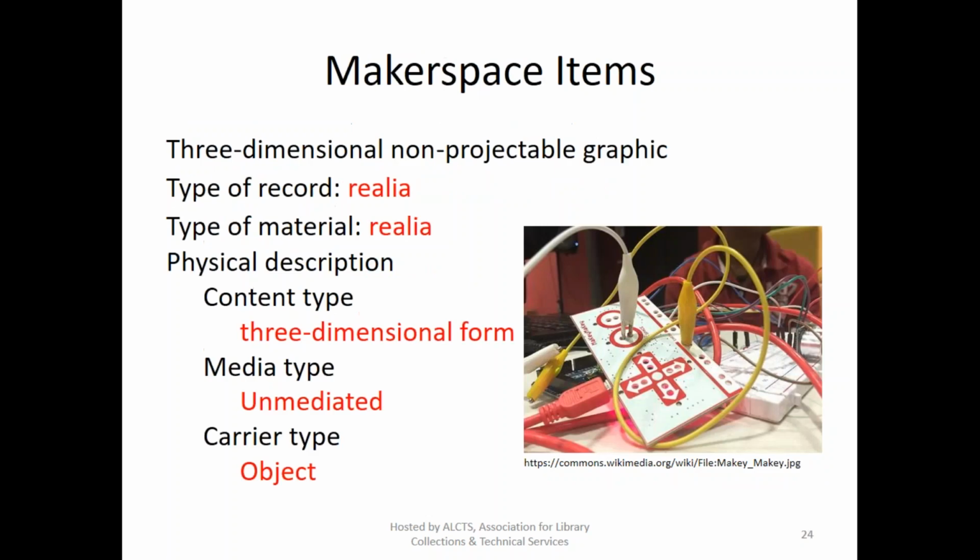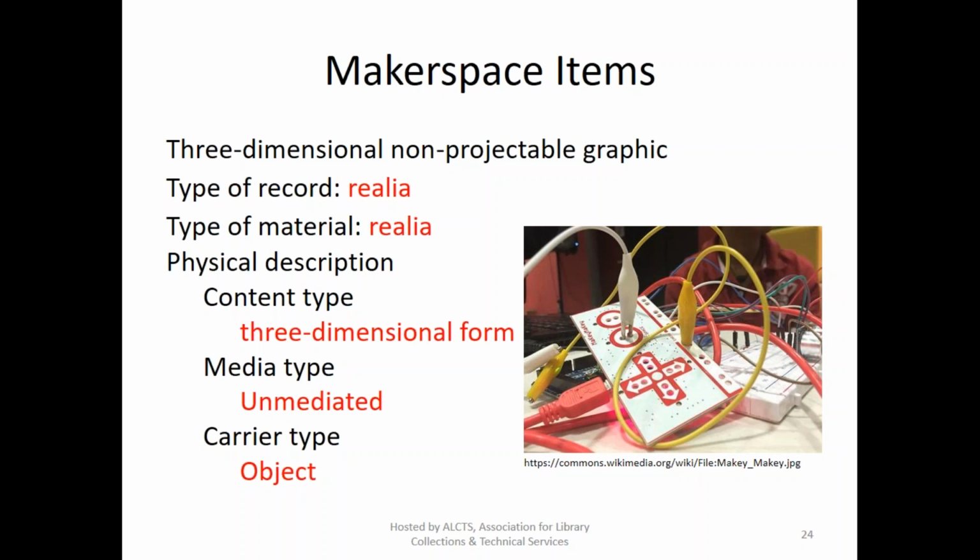We'll move on to another type of item. This is a makerspace item. This is an Arduino or Makey Makey board. So this is an example of an item that's not a game, but it's still Realia. The basic elements of the record are the same. It's a Realia record with a type of material Realia. Again, it's a three-dimensional form that is unmediated and an object.